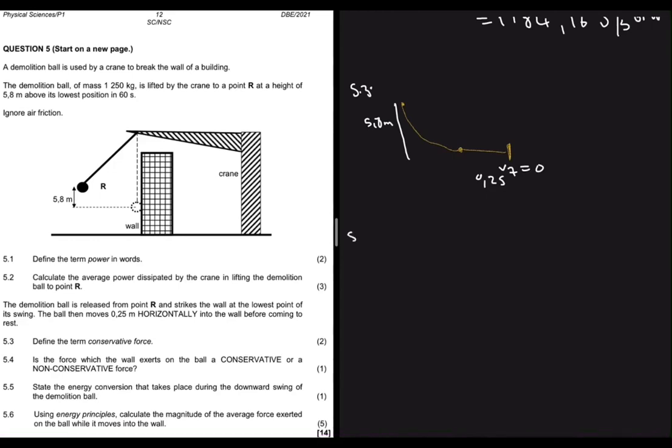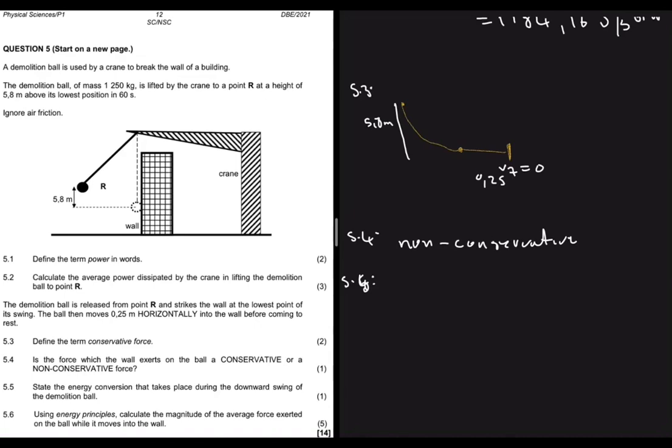Let's move ahead. 5.4 says, is the force which the wall exerts on the ball a conservative or a non-conservative force? I already stated for 5.3 that the only conservative forces we have are natural forces. So a force that is exerted by a wall will thus be non-conservative. Yes. Let's move to 5.5, my bad.